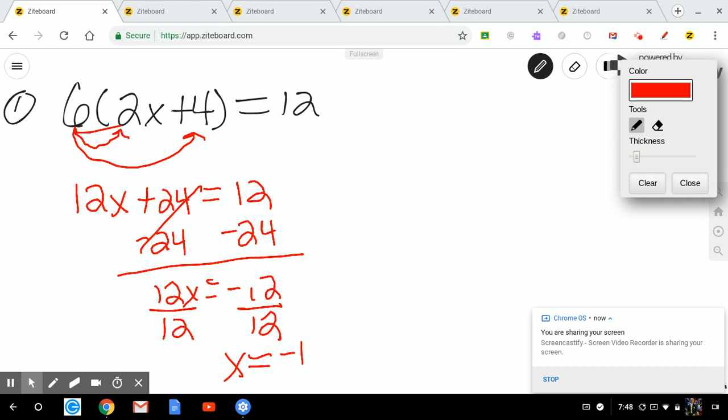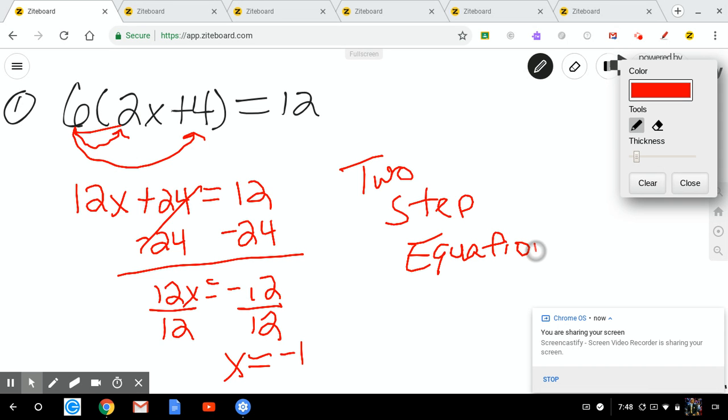All right? So we distribute to get rid of the parentheses, and then we get it right here. Again, this is a 2-step equation. And that's what we've been working on for the last couple of weeks. All right, so once you distribute, you can get it to this 2-step. All right, that's example number 1.